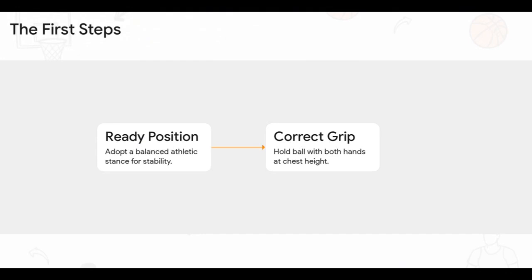Step 1 is adopting the correct ready position. A player doesn't just stand there flat-footed. They get into a balanced athletic stance. We're talking feet about shoulder-width apart, knees slightly flexed, hips lowered, and body weight evenly distributed right across the balls of the feet. And here's the kicker. The non-dominant foot is positioned just slightly in front of the dominant foot. This creates a really stable base of support, readying the whole body for forward momentum while keeping the head upright to scan the court. Then we hit step 2, gripping the basketball correctly.